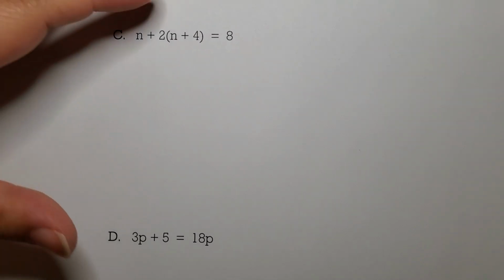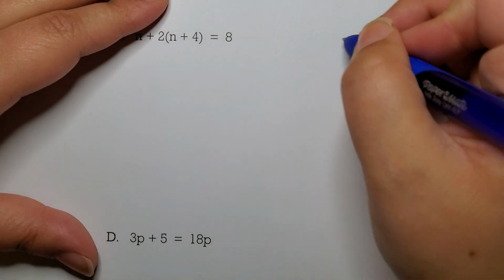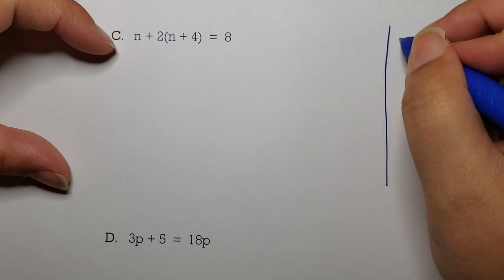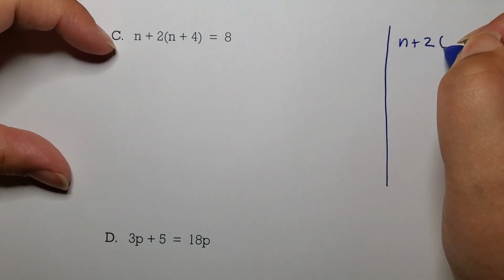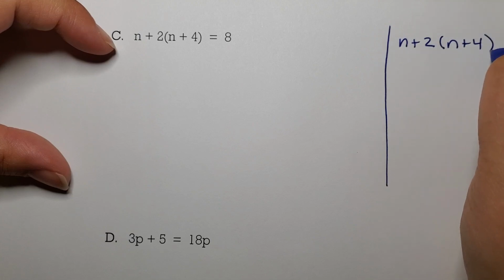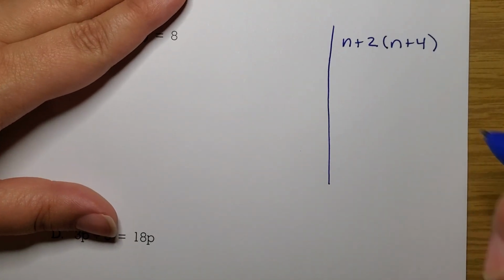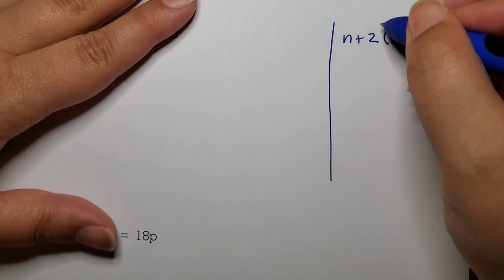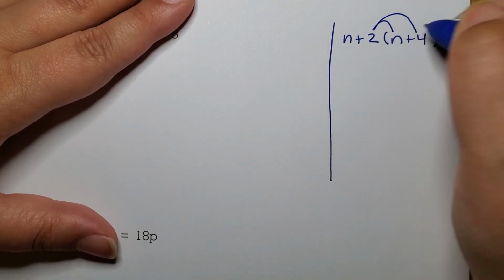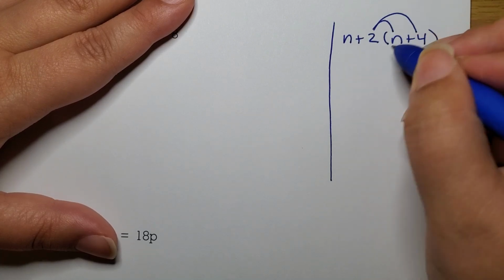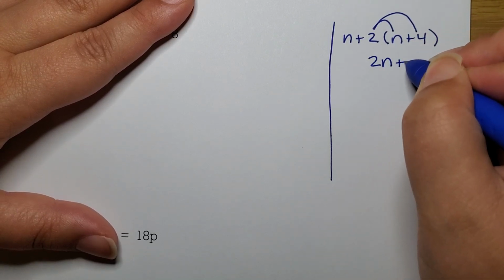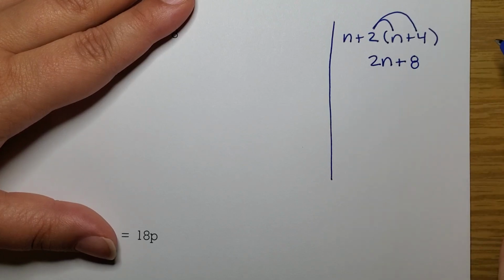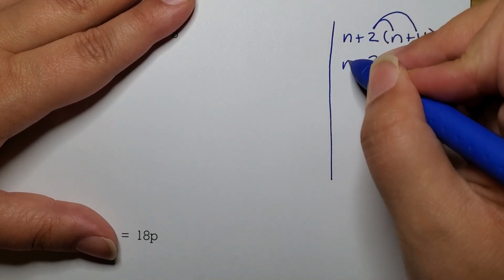So I'm going to pull that off to the side here, do some scrap paper work, and I've got n plus 2 times the quantity n plus 4. And I'm going to simplify this expression. So to simplify, I'm going to distribute this 2 first. So 2 times n is 2n, and 2 times 4 is 8. And then I'm going to bring down this n here.